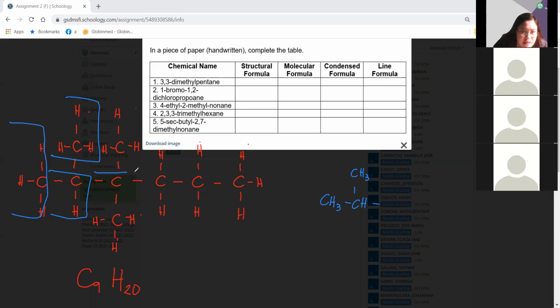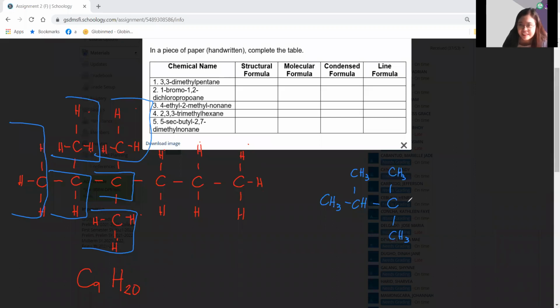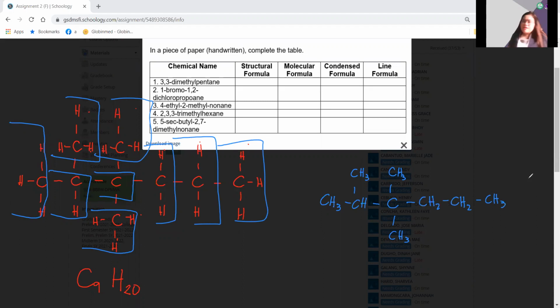And then, next is this one. That is only a C. But on top, you have a CH3. And sa baba din, meron ka ding CH3. Next, this carbon is a CH2. And then this is also a CH2. And lastly, we have the CH3. So this is now our condensed formula for number 4.